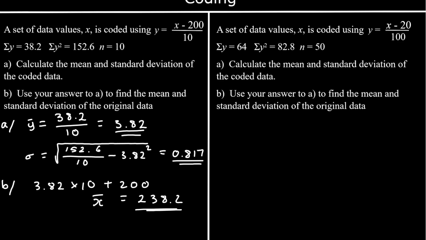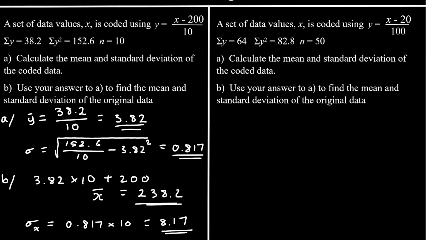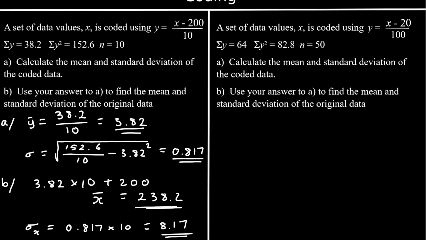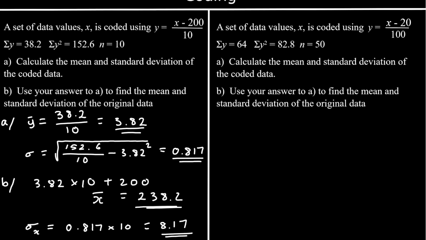For the standard deviation, adding or taking away isn't going to change anything. So we've only got to worry about the 10. So to get rid of a divide by 10, we times by 10. It's going to be 8.17. So the 200 doesn't affect the standard deviation. Taking away 200, the spread is going to stay the same, but the dividing by 10 will divide the spread by 10. One for you to try. See if you can give it a go.